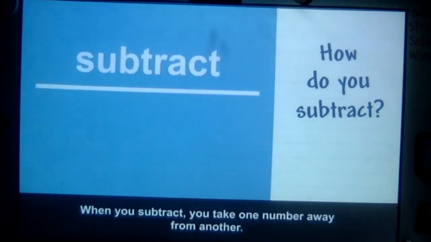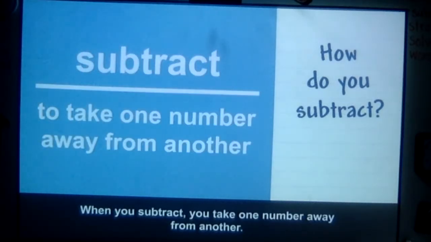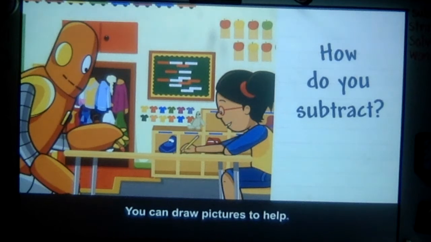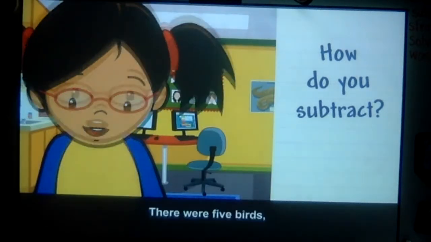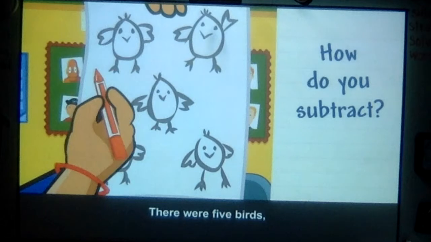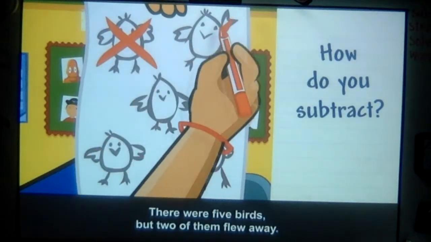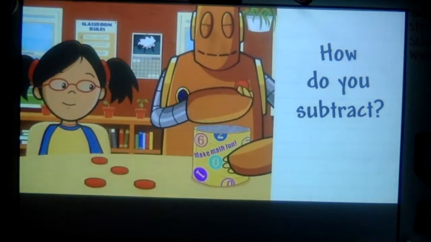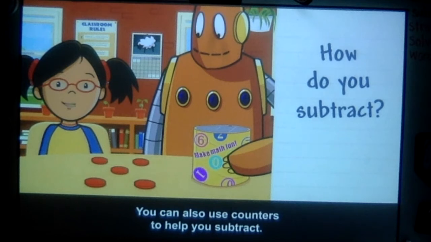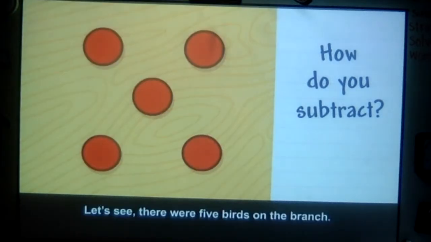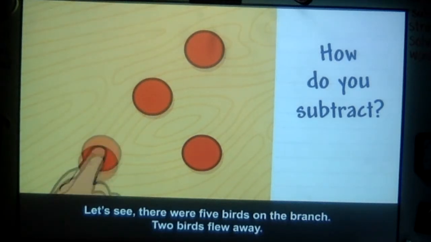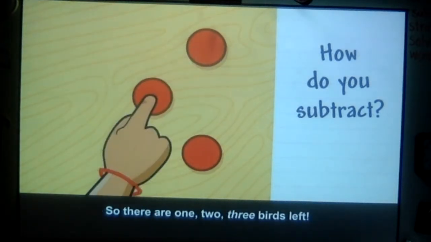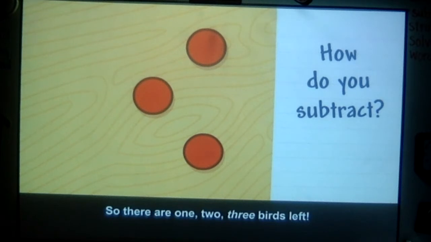When you subtract, you take one number away from another. You can draw pictures to help. There were 5 birds, but 2 of them flew away. So there are 1, 2, 3 birds left. You can also use counters to help you subtract. Let's see. There were 5 birds on the branch. 2 birds flew away. So there are 1, 2, 3 birds left.